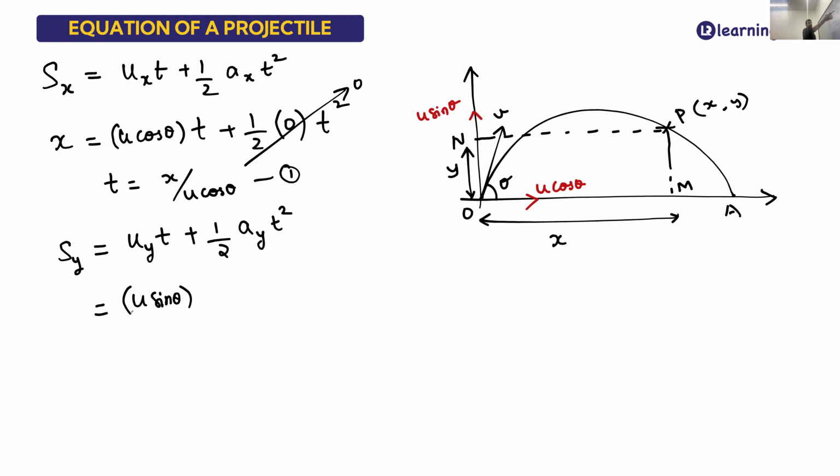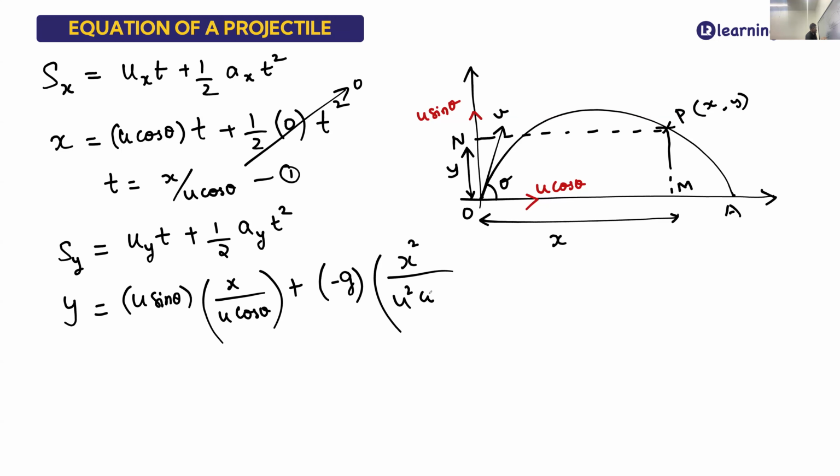Because at the same instant, the particle is having x and y. Right? Displacement of the particle along y direction is going to be y. So x and y have the same time. Right? So u sin theta into x divided by u cos theta plus acceleration of the particle along y direction is minus g because it is in the downward direction into time square, it is x square divided by u square cos square theta.